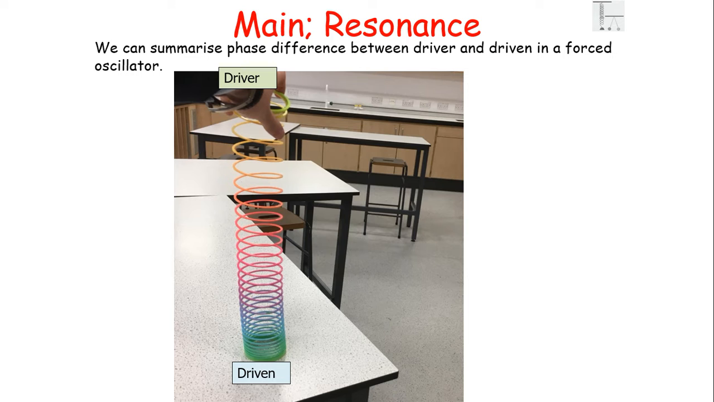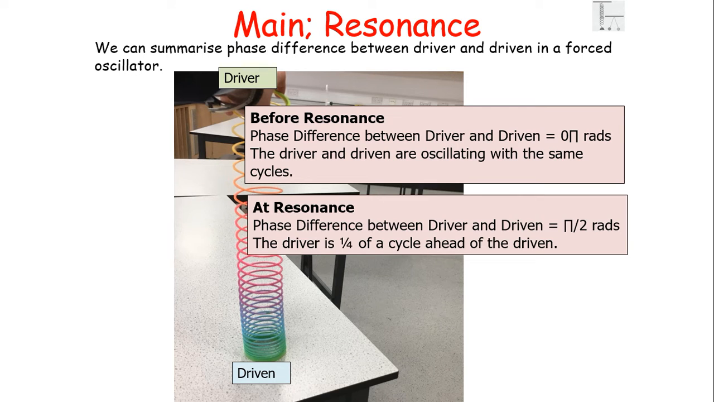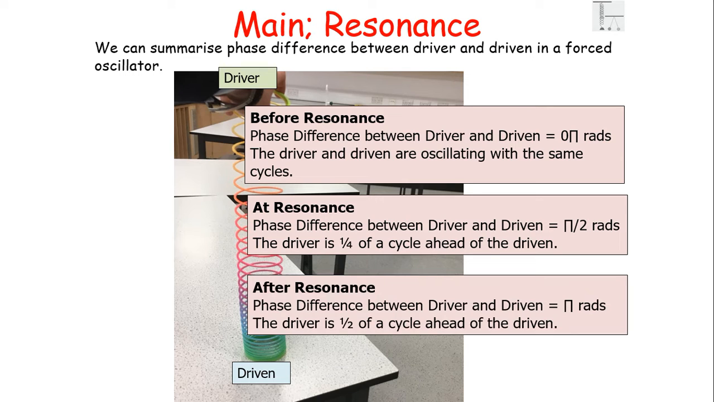So we can summarize the phase difference between the driver, which is the thing which is providing the force, and the driven, the thing which is oscillating, in a forced oscillator with the following. Before resonance, the phase difference between the driver and the driven is 0 radians. The driver and the driven are oscillating with the same cycles, they're in phase. At resonance, the phase difference between the driver and the driven is pi over 2 radians. The driver is 1/4 of a cycle ahead of the driven. After resonance, the phase difference between the driver and the driven is pi radians. The driver is half a cycle ahead of the driven.